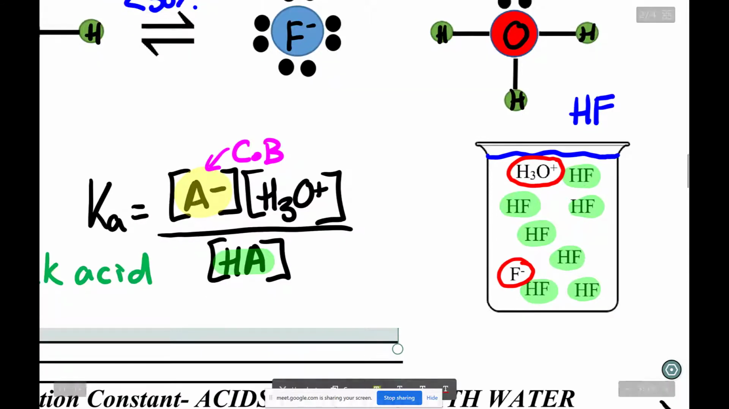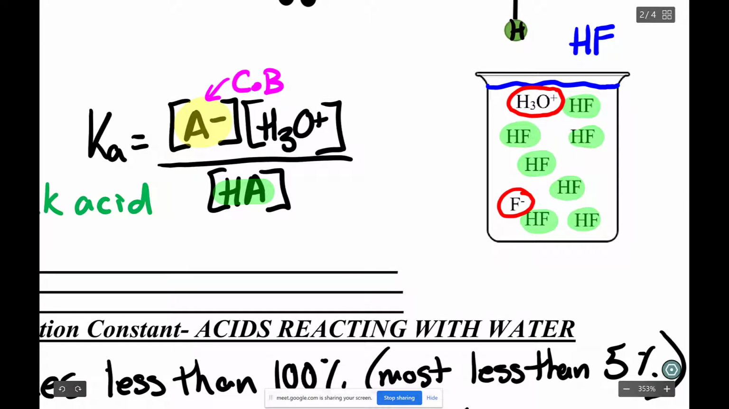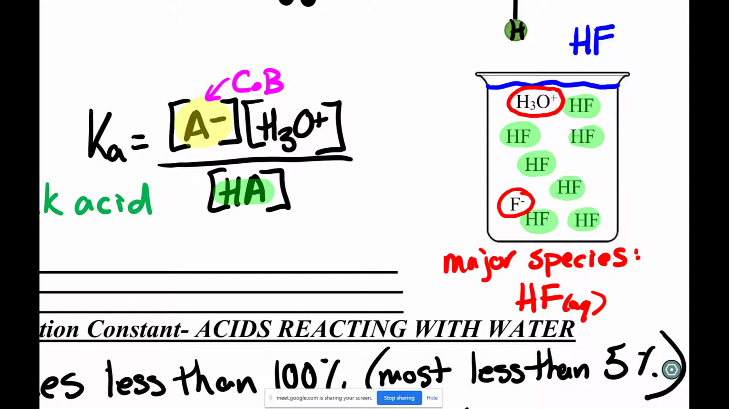So here we have a different set of major species. The major species is actually the reactants, which is HF, but I wouldn't include water because water is the solvent and it's everywhere. So the major species in a beaker of an acid which is weak is always going to be the reactants. And really the reactant is just going to be the molecule of acid.